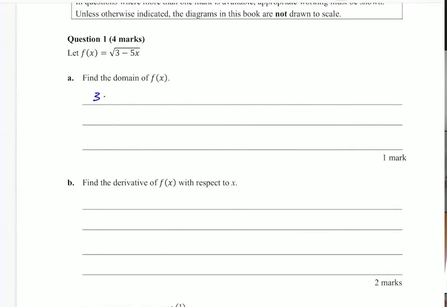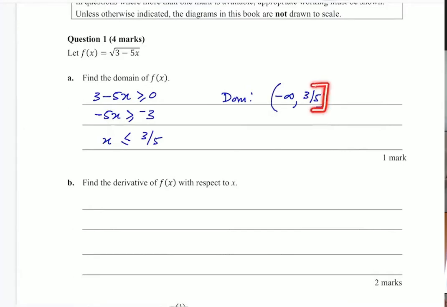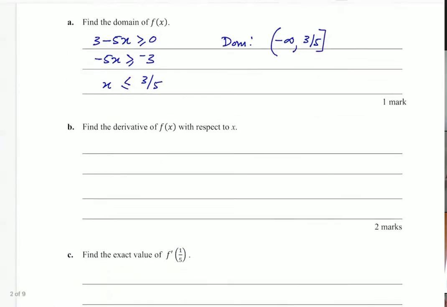So 3 minus 5x should be greater than or equal to 0. So minus 5x should be greater than or equal to minus 3. Then x should be less than or equal to 3 divided by 5. So your domain would be minus infinity to 3 divided by 5. Why are you having this bracket? It's because of this equal sign. Okay, so that's it.